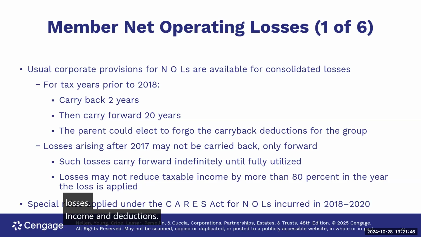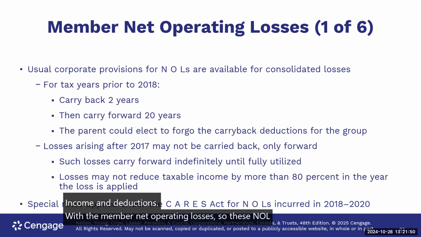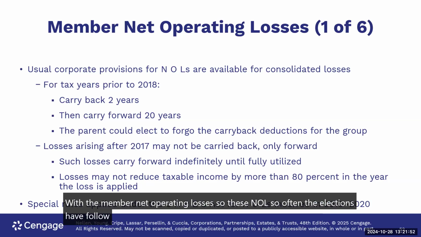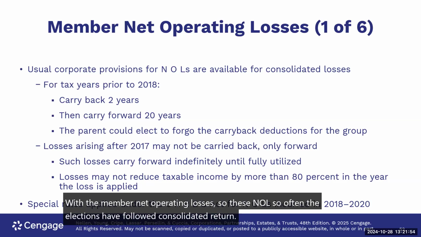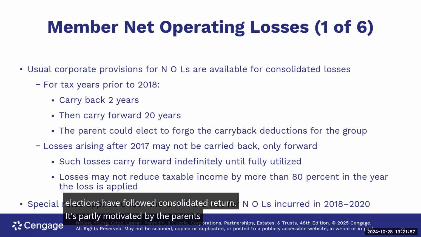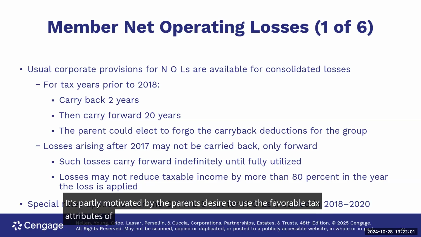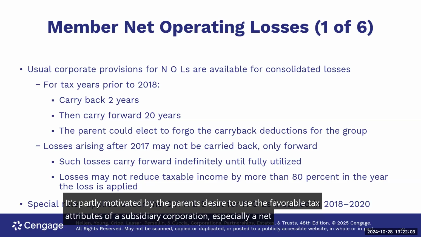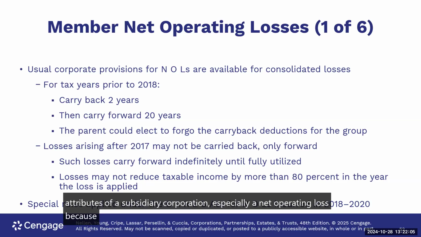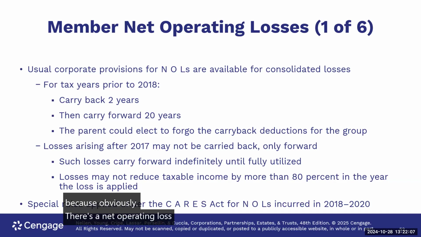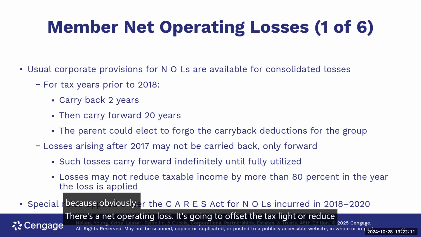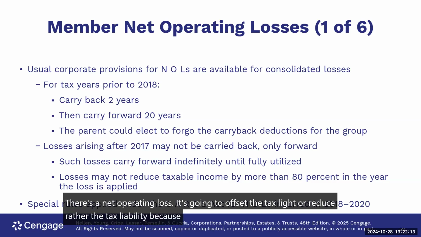With the member net operating losses, the NOLs, the election to file a consolidated return is often partly motivated by the parent's desire to use the favorable tax attributes of a subsidiary corporation, especially a net operating loss, because obviously a net operating loss offsets taxable income and reduces the tax liability.